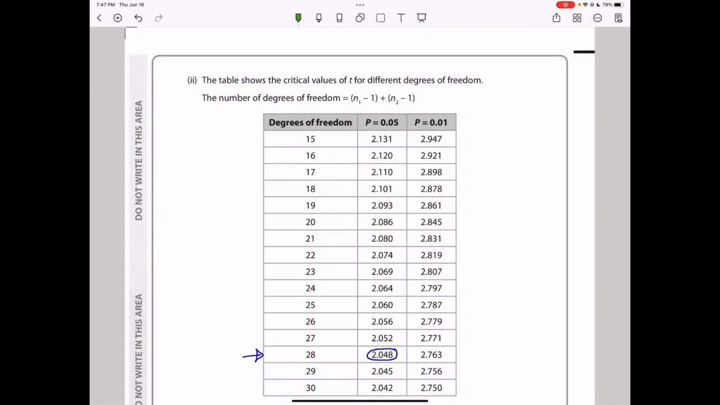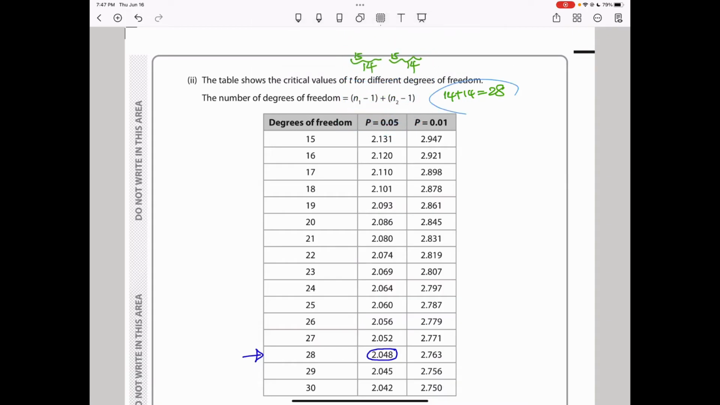So here we see the table which shows the critical values for t for the different degrees of freedom. The number of degrees of freedom is given by this formula. So we know N1 was 15 and N2 was 15. 15 minus 1 gives us 14, and this 15 minus 1 gives us 14. 14 plus 14 gives us 28. So the total degrees of freedom are going to be 28.